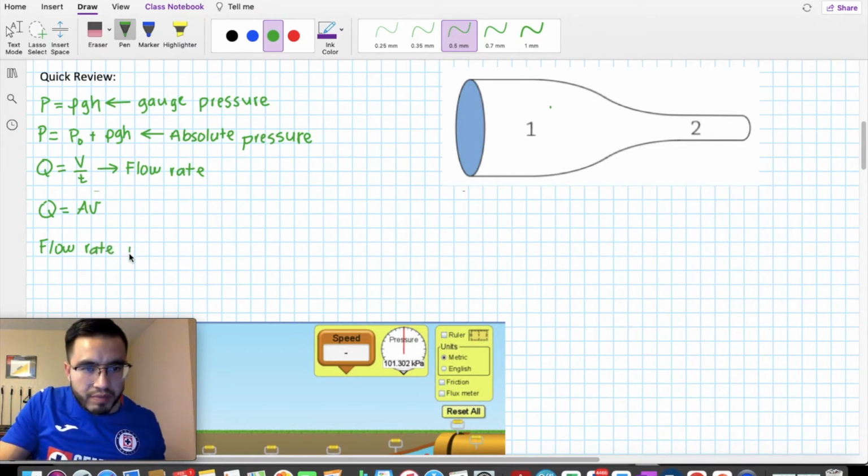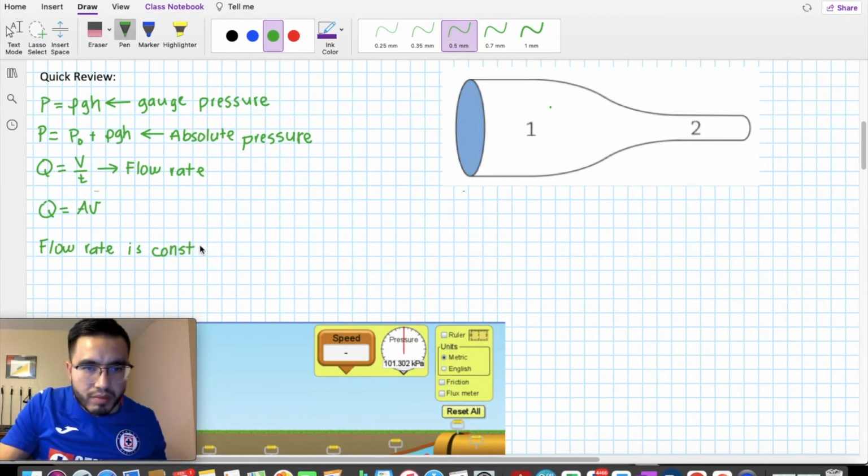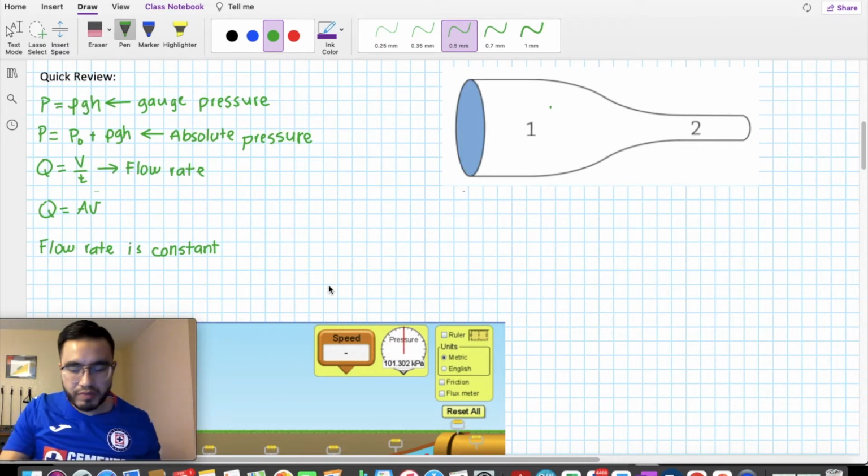Flow rate is constant. Okay, this is super important. Sorry about the way this is working. Hopefully this fixed the pen. Okay, flow rate is constant.